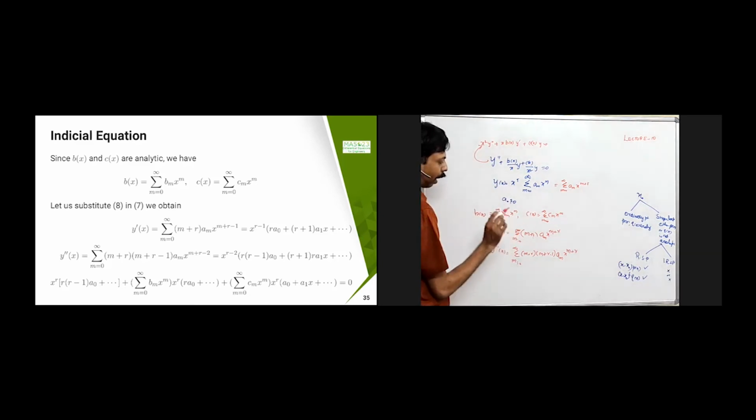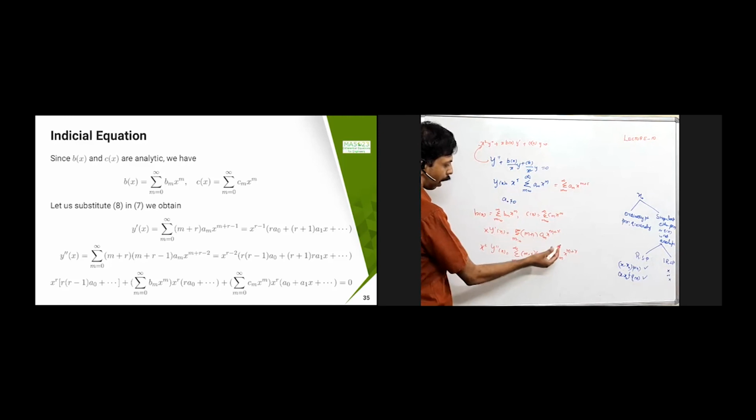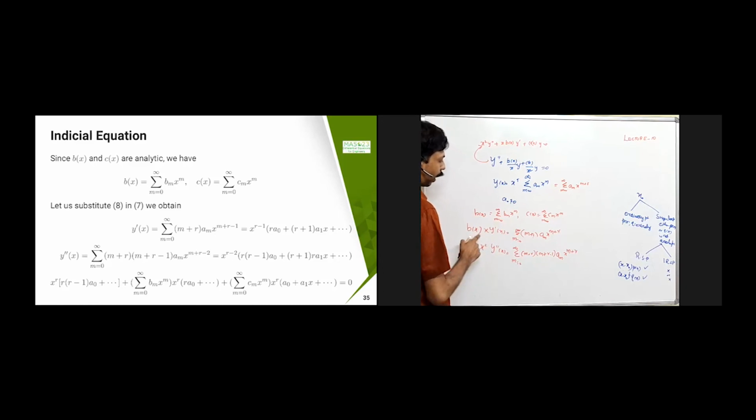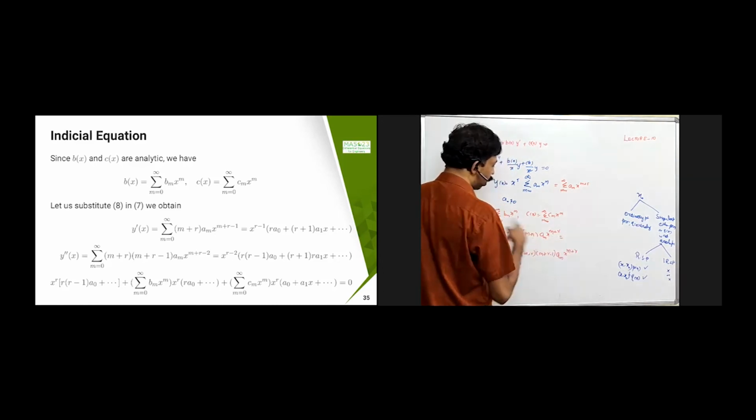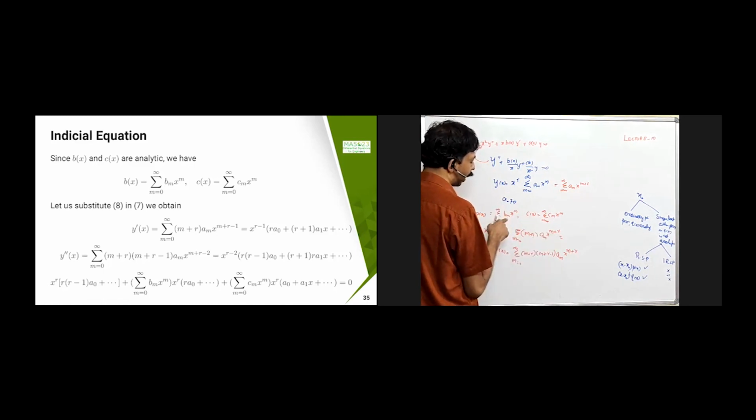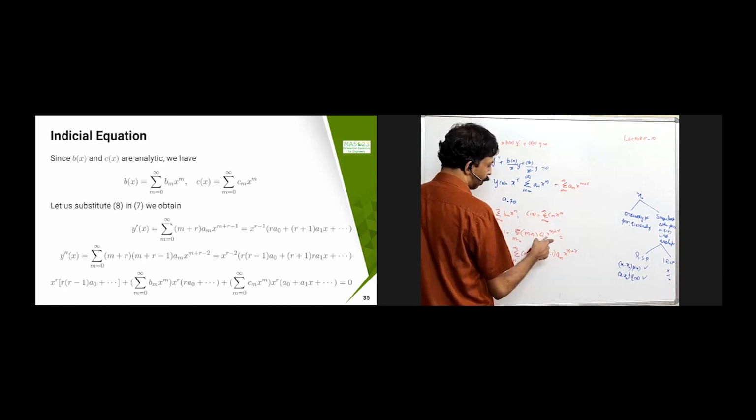If I have p of x, in this case I am going to collect only the constant term, the x power r term. So from this one I can multiply: if I multiply p of x into y dash, I am going to have some multiplication terms. If I want to calculate the x power m plus r term, here I have to take the constant term, and here I have to take the x power m plus r term.